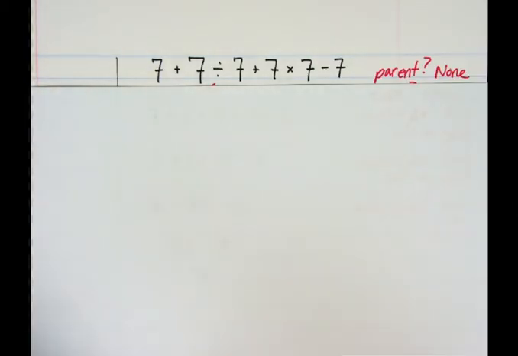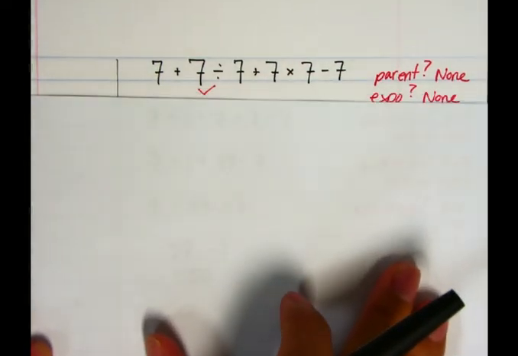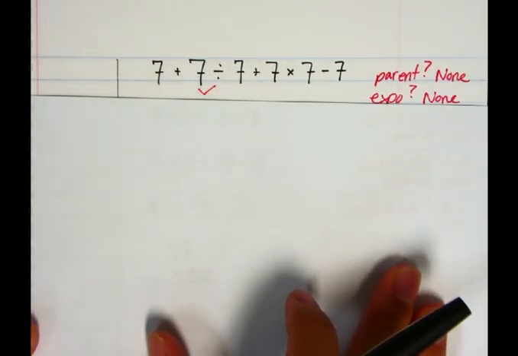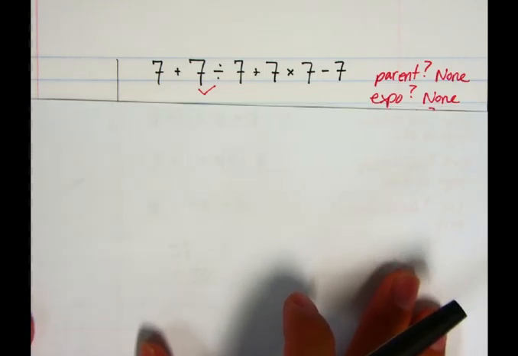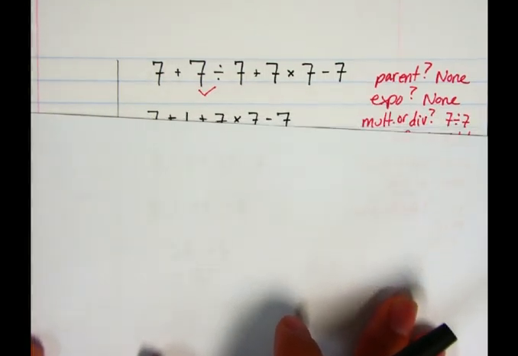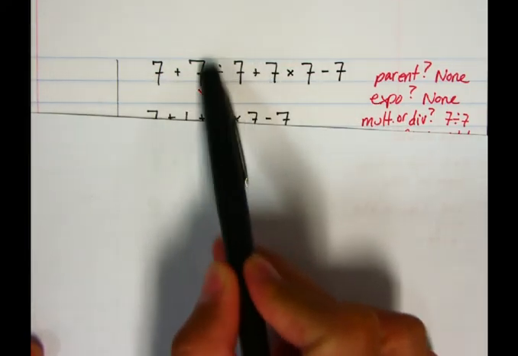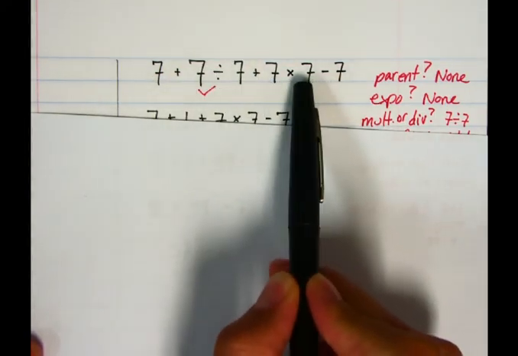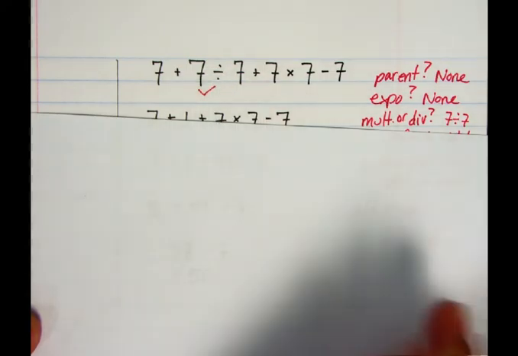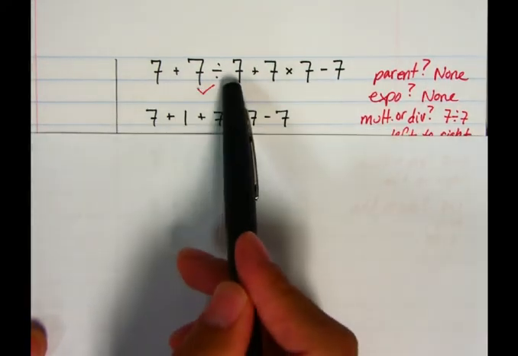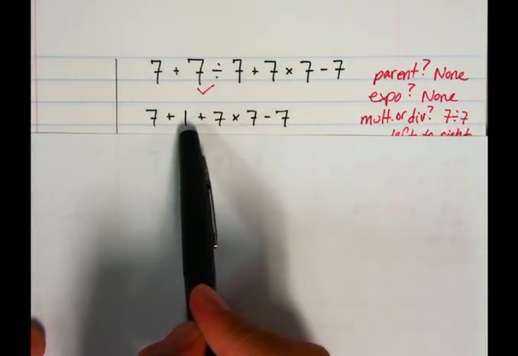I take a look. Are there any parentheses? No, no parentheses. Next, are there any exponents? No, no exponents. Next, multiplication and division. Aha, this is where a lot of people make mistakes, but you won't. Yes, there is multiplication, division. As I move from left to right, I notice that division shows up before multiplication. So guess what? That means I need to divide first. So I'm going to take these two 7s, divide them, and I get 1.